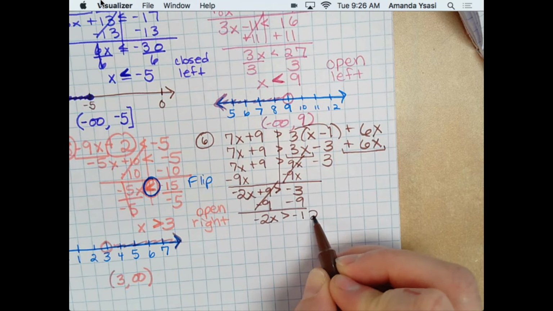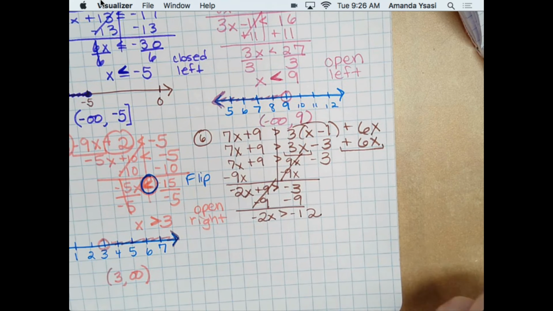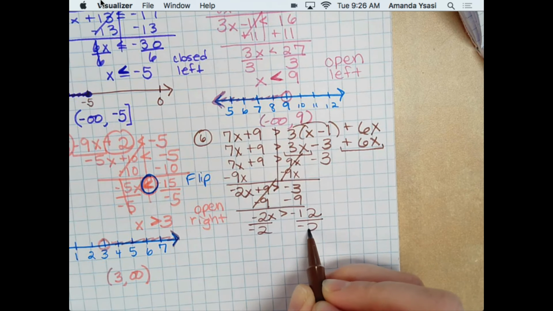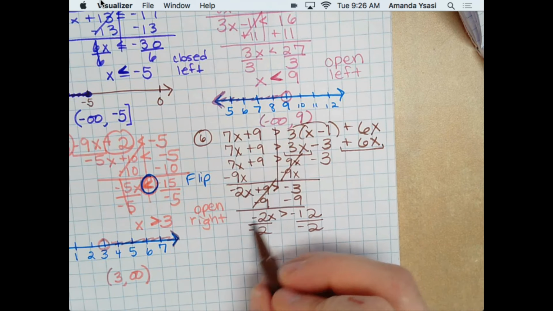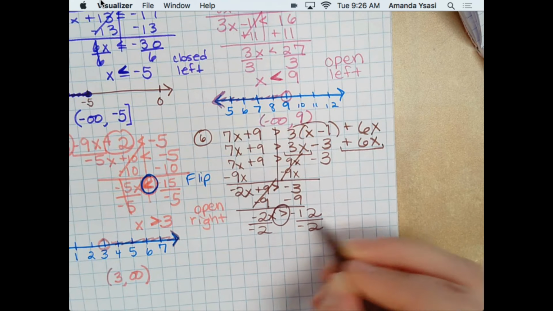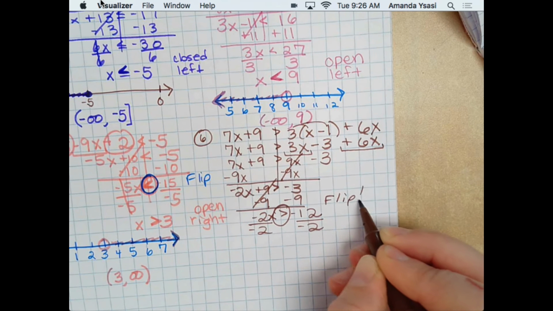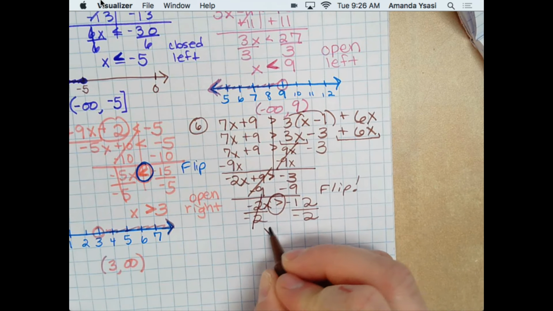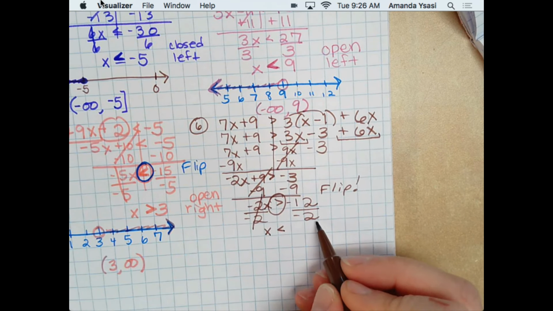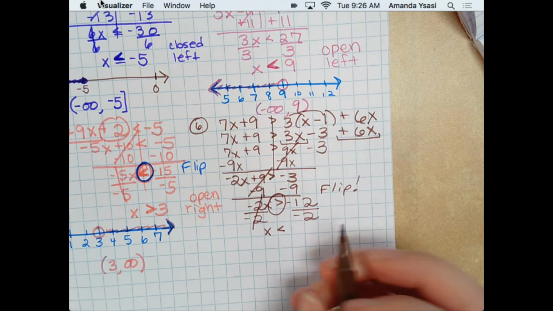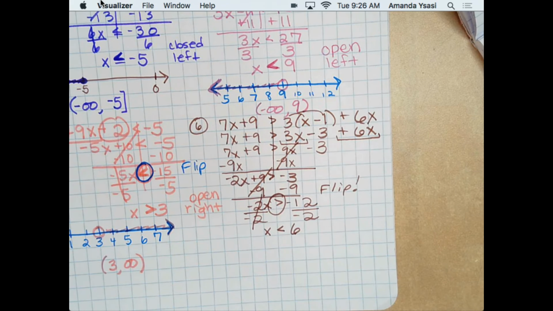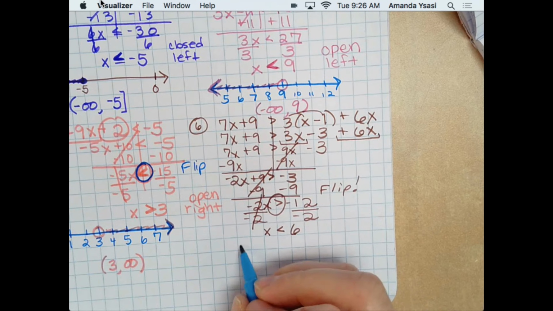Negative 12. Okay, last step. What do we do whenever we divide by a negative? X is less than negative 12 divided by negative 2? Positive 6. So it's now less than.